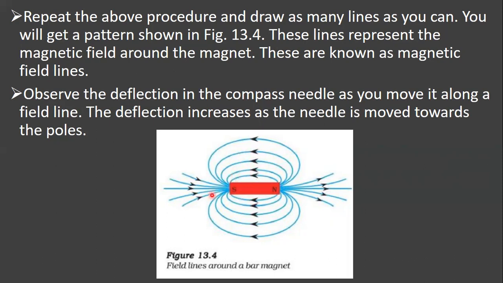No two field lines will cross each other. If they did, it would mean that at the point of intersection, the compass needle would point towards two directions. The compass needle can't point towards two directions, children, and this is not possible.